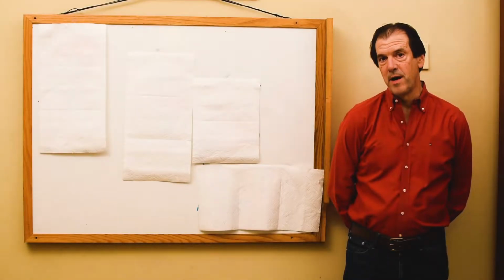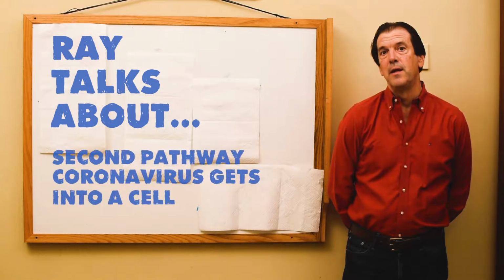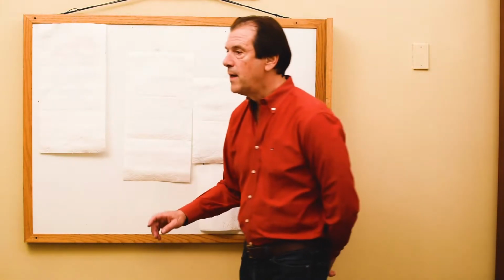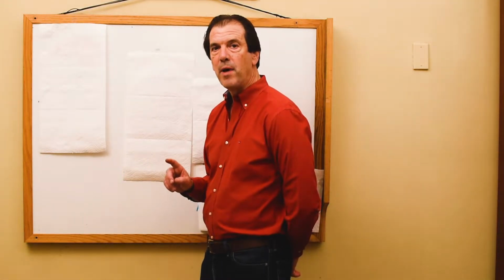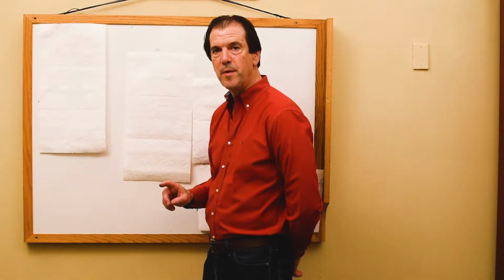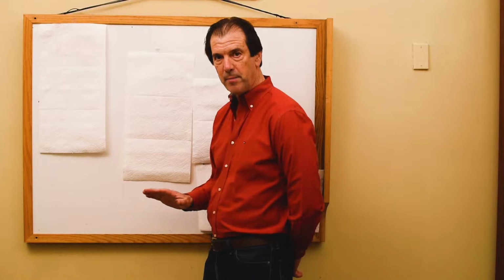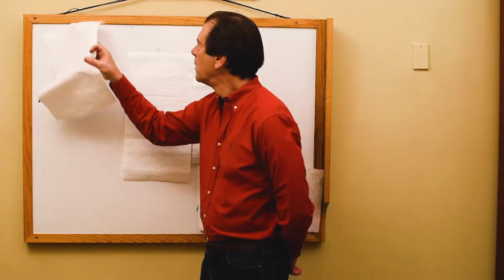Okay, I just described the first pathway by which coronavirus can enter a cell. Now I'm going to describe the second pathway. Now recall, in the first pathway, the coronavirus enters the cell by going in right through the plasma membrane of the cell. This pathway is going to be a little bit more complicated, some more steps to it.